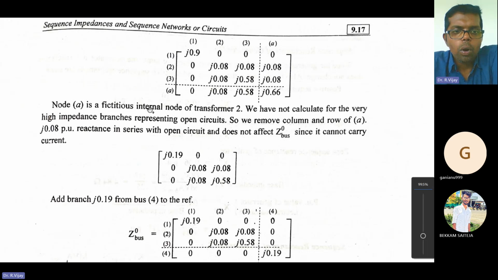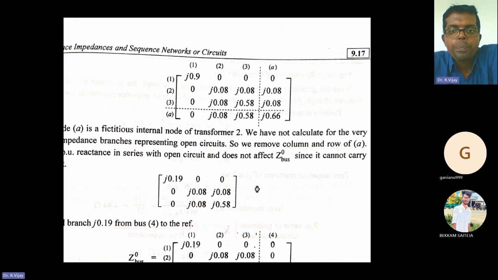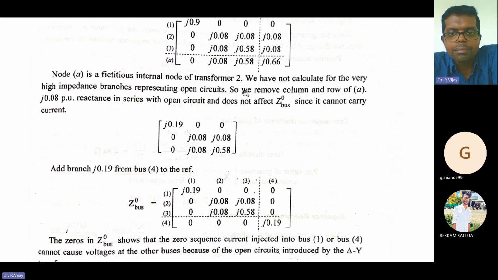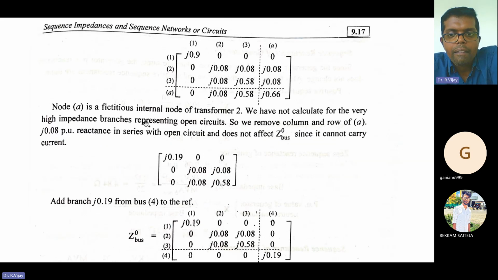Now, node A is a fictitious node, a fictitious internal node of the transformer 2. We have not calculated for the very high impedance branches representing open circuits. So here it is open circuit. So we remove the column and row of A, that is j into 0.8 per unit reactance in series with the open circuit, and it does not affect the Zbus not, since it cannot carry current. This element, j into 0.08, we are not considering because here it is open, and also this impedance is very, very lesser.